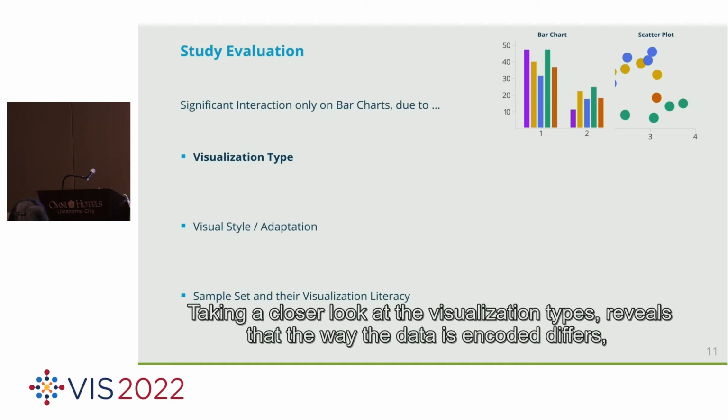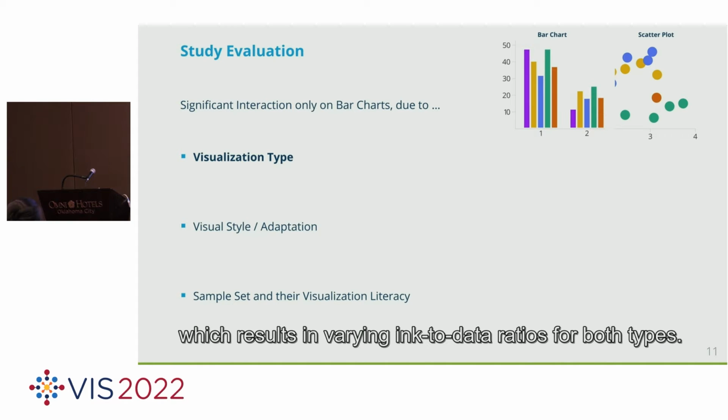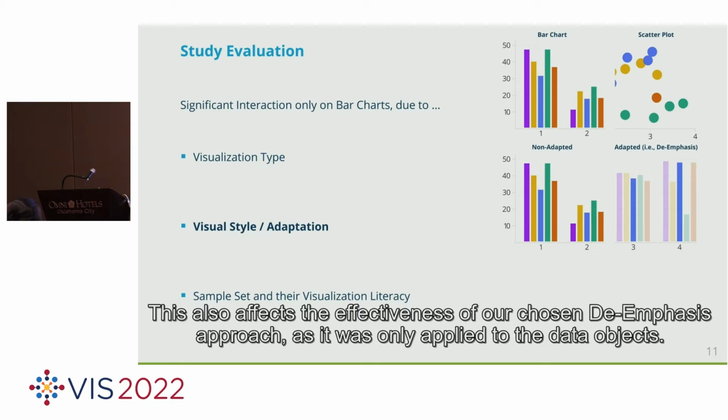Taking a closer look at the visualization types reveals that the way the data is encoded differs, which results in varying ink-to-data ratios for both types. This also affects the effectiveness of our chosen de-emphasis approach, as it was only applied to the data objects.